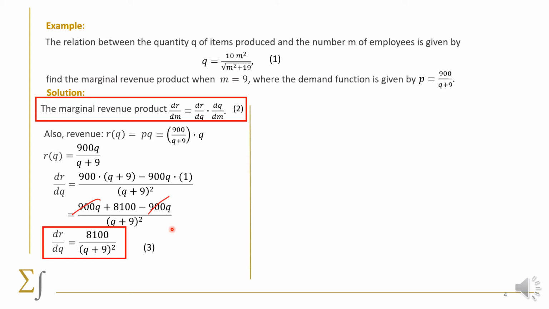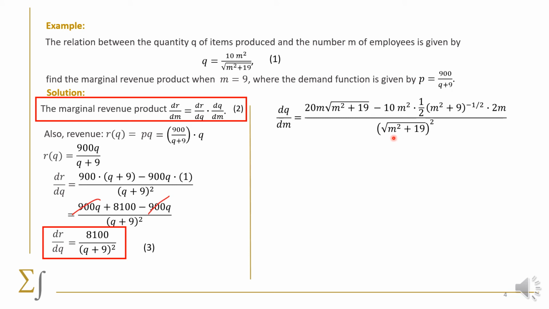Next, we move on to find the derivative of the quantity with respect to the number of employees, which can be easily found from equation 1. Again, we use the quotient rule: denominator squared, denominator times derivative of numerator minus numerator times derivative of the denominator, which is a bracket power half. Apply the chain rule. We have half into the bracket power half minus 1, which is minus half, into the derivative of what's inside the bracket, which is 2m.